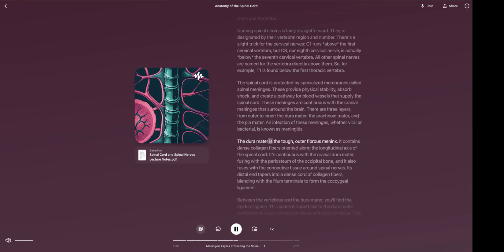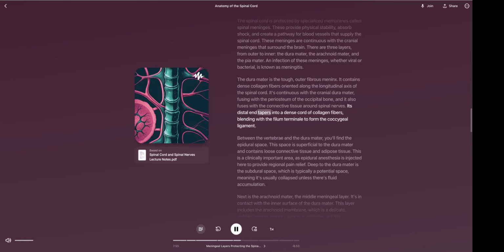The dura mater is the tough, outer fibrous meninx. It contains dense collagen fibers oriented along the longitudinal axis of the spinal cord. It's continuous with the cranial dura mater, fusing with the periosteum of the occipital bone, and it also fuses with the connective tissue around spinal nerves. Its distal end tapers into a dense cord of collagen fibers, blending with the filum terminale to form the coccygeal ligament. Between the vertebrae and the dura mater, you'll find the epidural space.